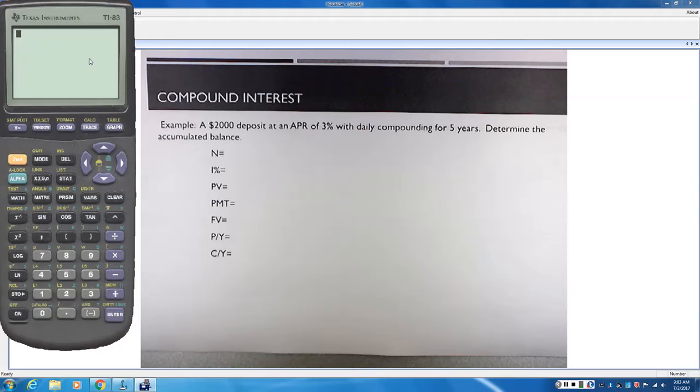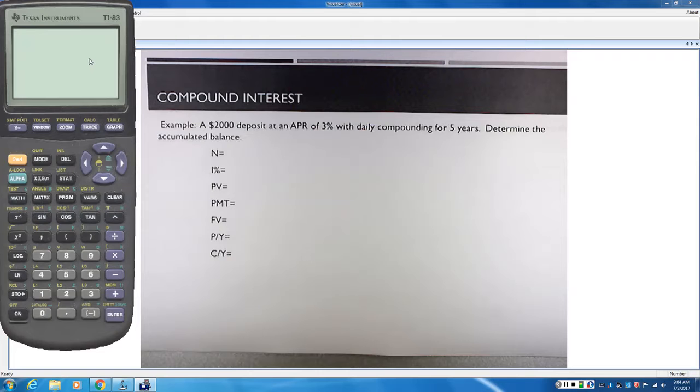Our problem says we have a $2,000 deposit, that's one lump sum payment, at an APR of 3% with daily compounding. And that's going to be for 5 years. They want to determine the accumulated balance.